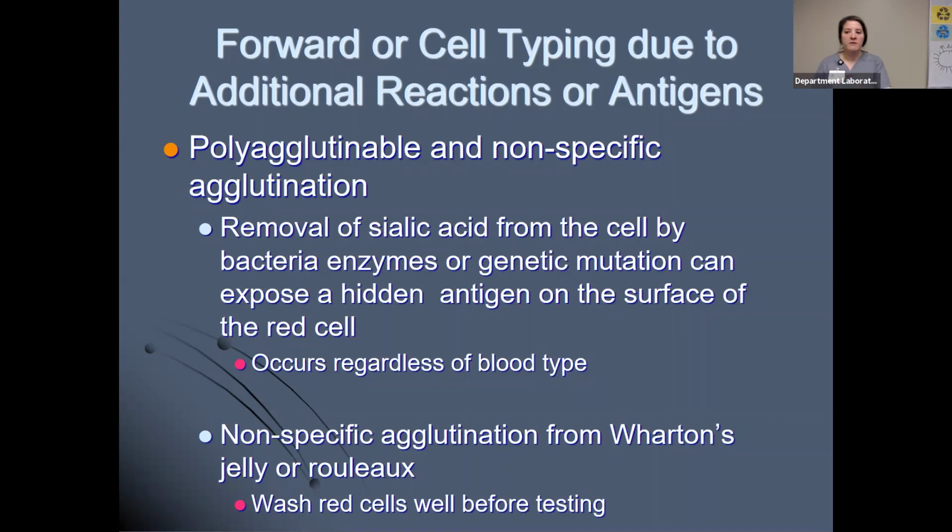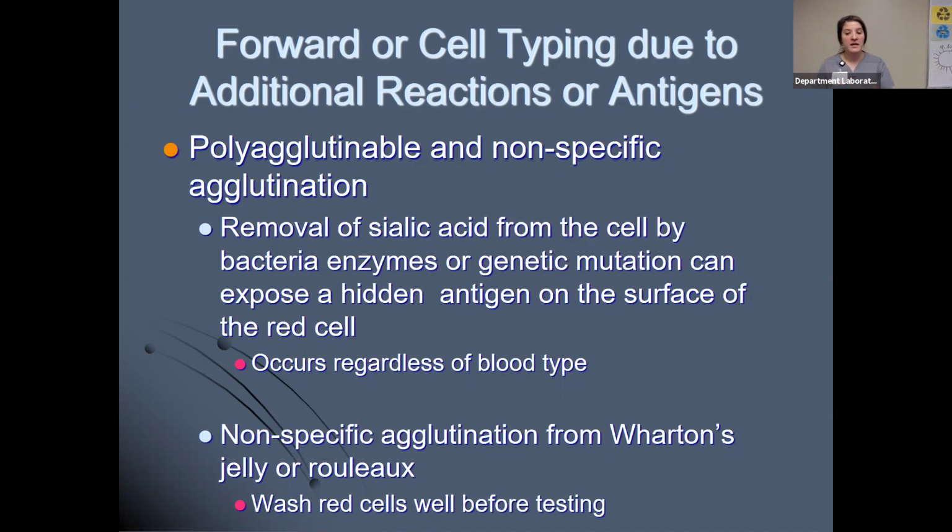Okay, sometimes in forward cell typing, we have some additional reactions. And one reason for this could be what we call polyagglutination, meaning that in your forward typing, you are using patient cells mixed with commercial antisera. If you have an additional reaction in your forward type, it could be that something that occurred in vivo is coating the patient cells, causing them to react with all of our antisera. Maybe like an autoantibody or something like that, okay? That would be polyagglutination.